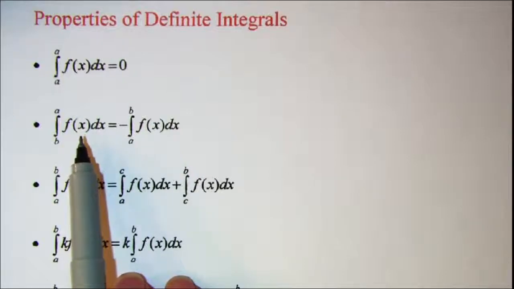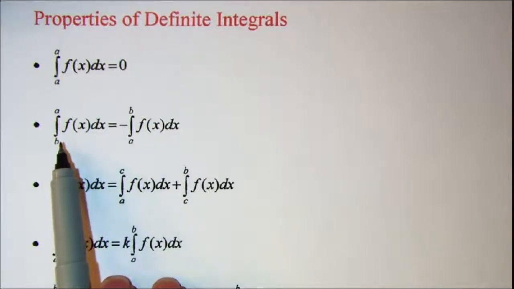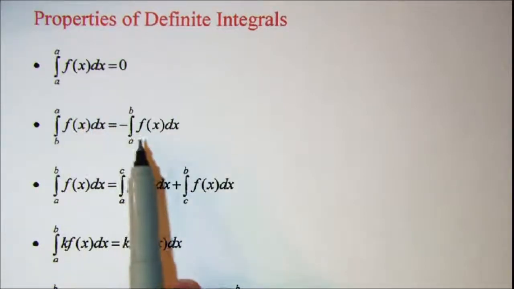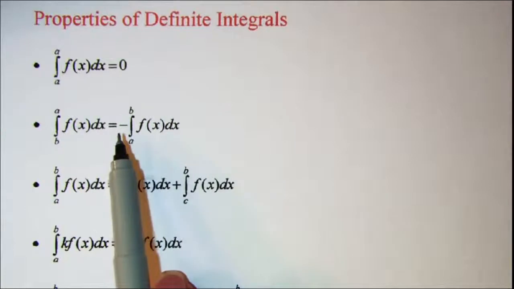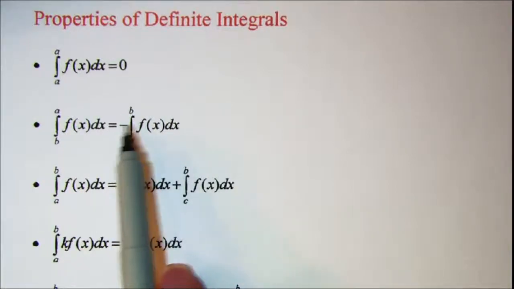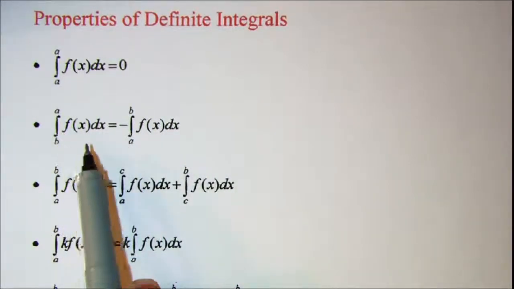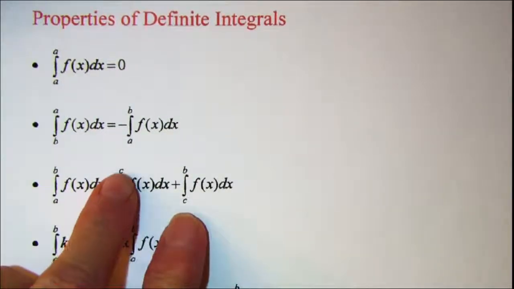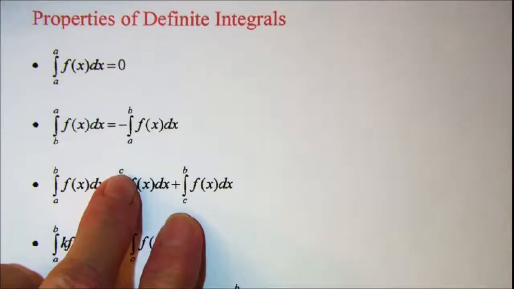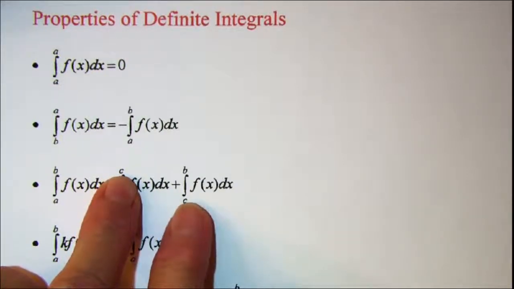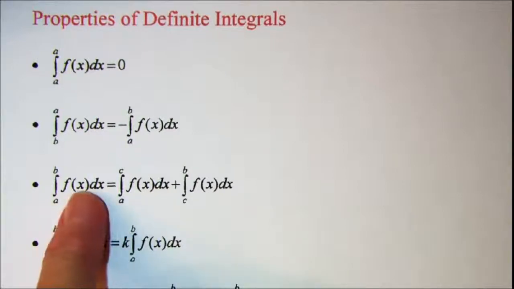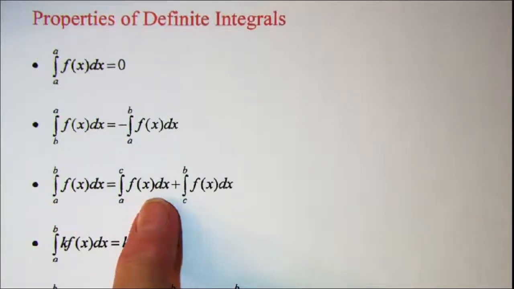On the second property, notice that the lower limit is b and the upper limit is a. If we wish to reverse those, then that's the negative of this integral. On this one, you'll notice that both the upper limit on the first integral and the lower limit on the second integral is the same constant. So we can split this function into two regions this way.